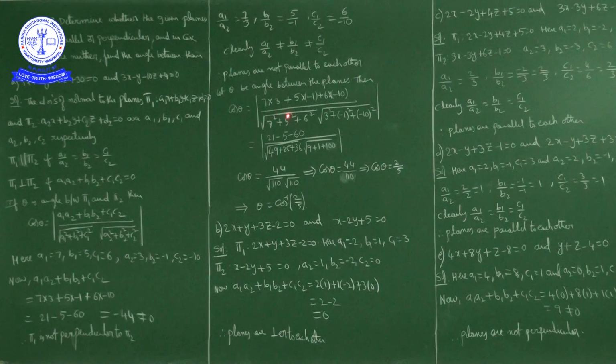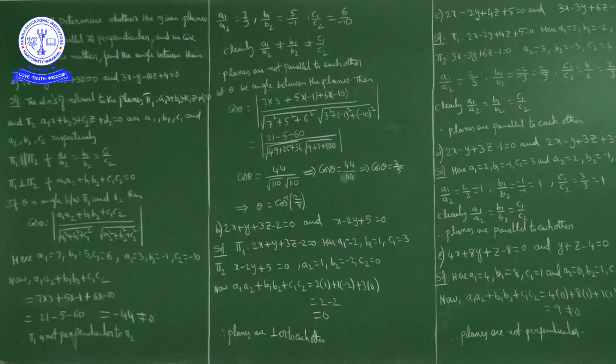Now the denominator, how much? 49 plus 25 plus 36, total is 110. Now here also 3 square is 9 plus 1 is 10 plus 10 square 100, so 110. So square root of 110 into square root of 110 is how much? 110. So cos theta is equal to 44 by 110.